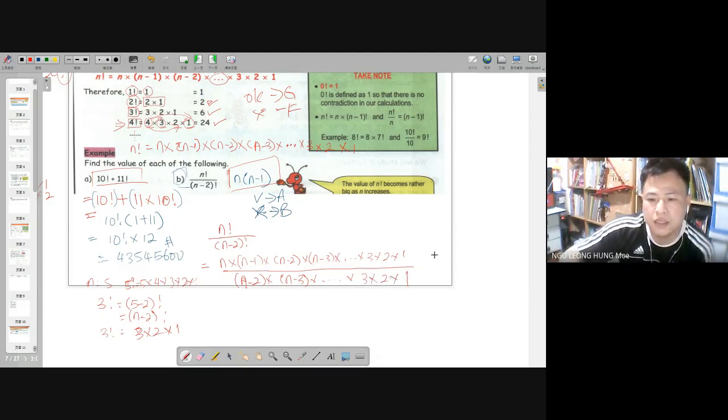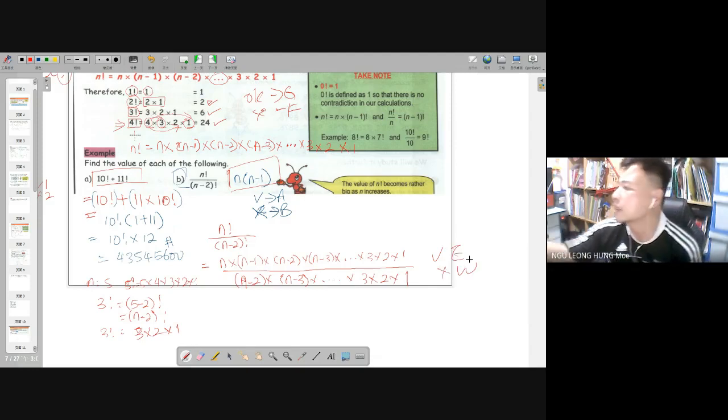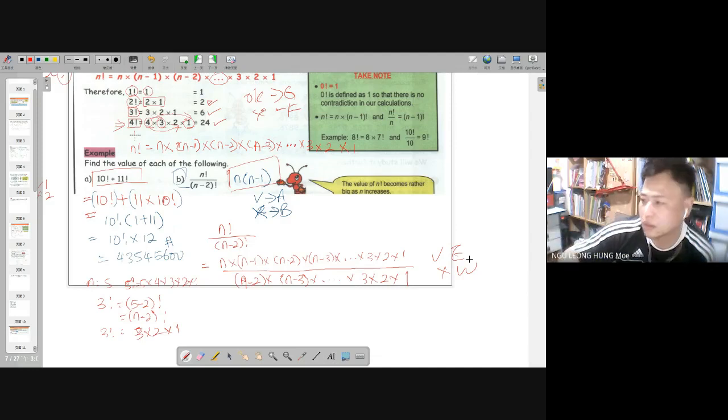Okay, can you understand this one or not? If yes, reply me E. If not, reply me W. Keep silent. Okay, Chetai. Chetai, understand this one or not? W, okay. You see, okay, I redo it again.